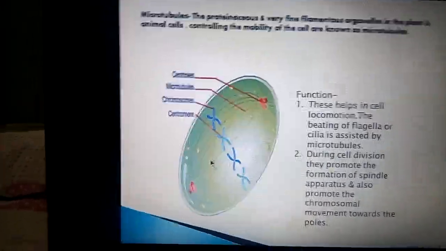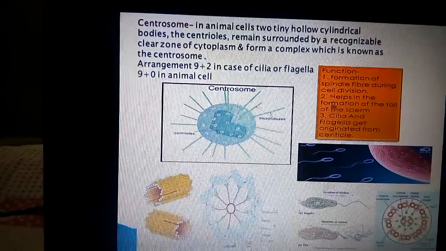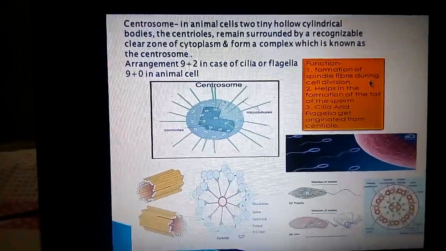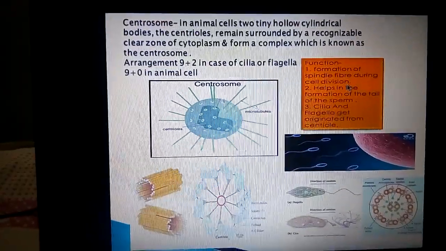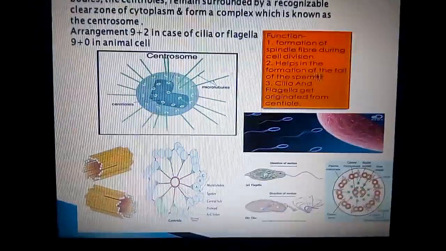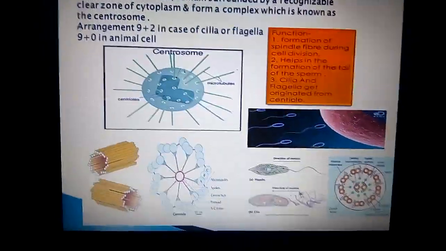So what is the function of the centriole? Formation of spindle fiber during cell division. Next, it helps in the formation of the tail of the sperm.